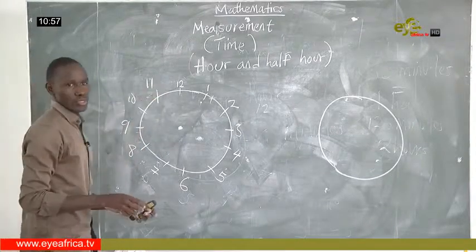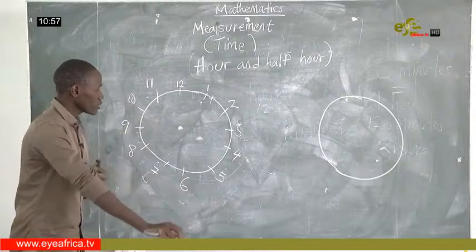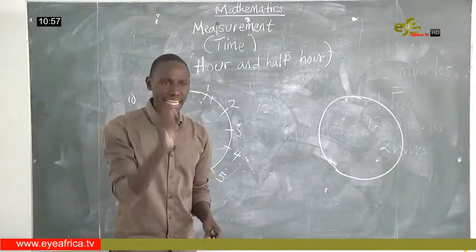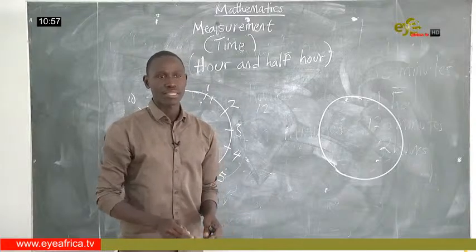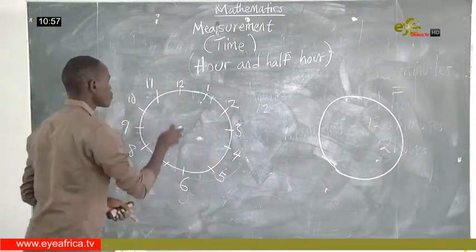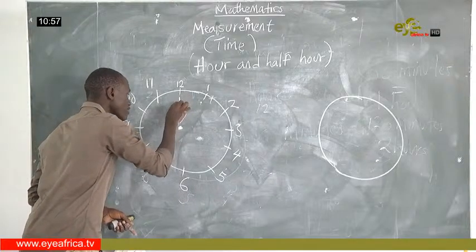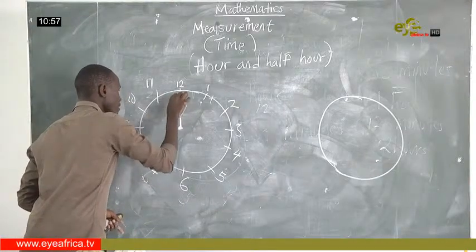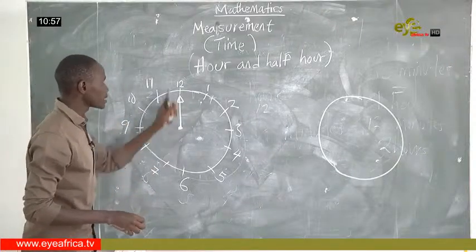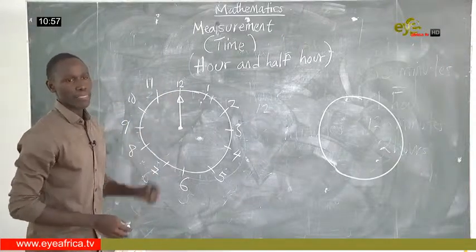So if you look at the clock face, we have 2 hands. One of the hands is facing directly at 12. That is, the longer hand is facing directly at number 12. So we make sure our longer hand faces directly at number 12.